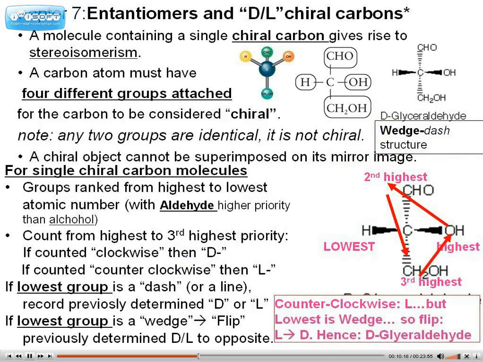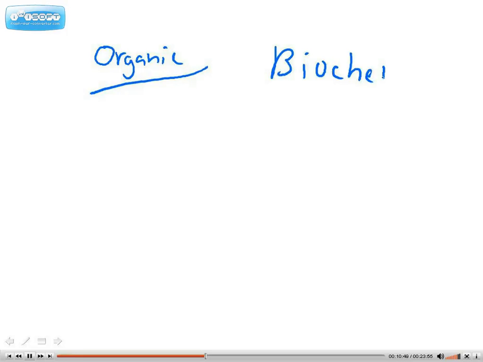Now, there's something on here which is correct, but can be a little bit confusing depending on how you read this. And it says, with aldehyde higher priority than alcohol. To understand this statement, let's go back to my white screen. There are two types of molecules at this point we're looking at: organic molecules, and biochem molecules. And specifically, we're looking at the carbs, the carbohydrates.